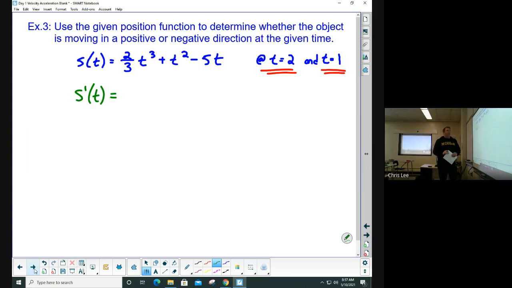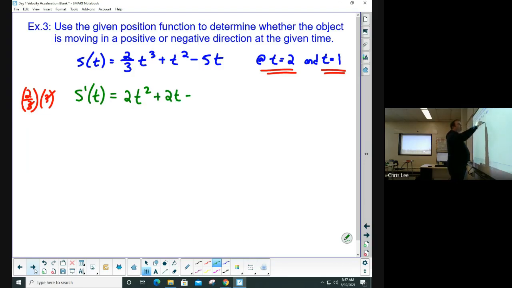The 2/3 here for a moment looks like it's going to be difficult, but it gets multiplied by the 3. And so 2/3 times 3 is just 2t squared. I'll do that off to the side just so you can see that 2/3 times 3, the 3's cancel and you're just left with 2. Plus the derivative of t squared is 2t, and the derivative of 5t is just 5, so minus 5.